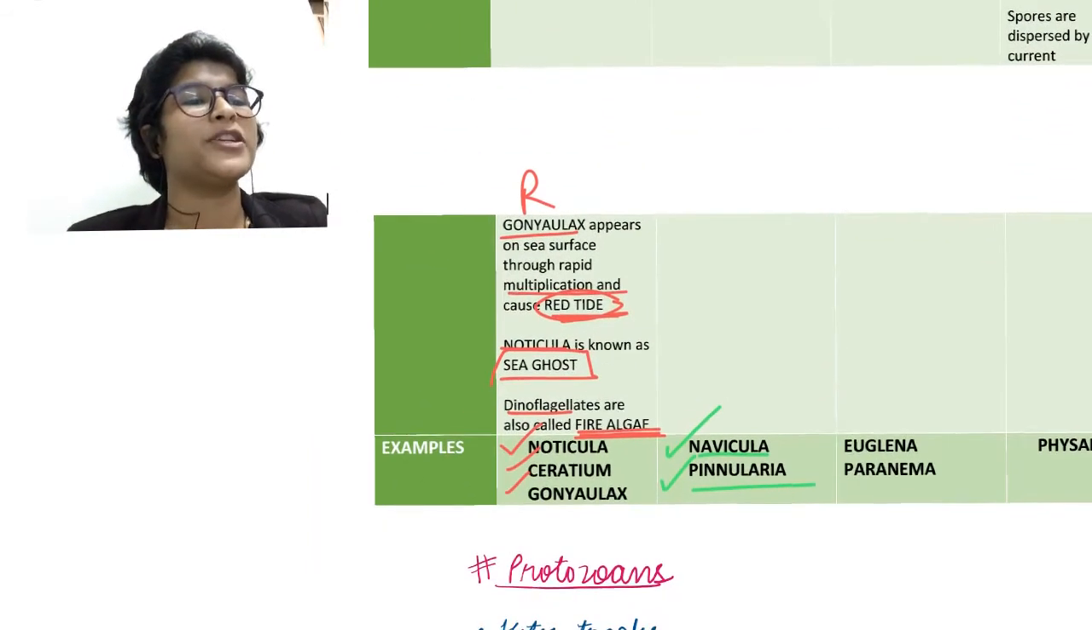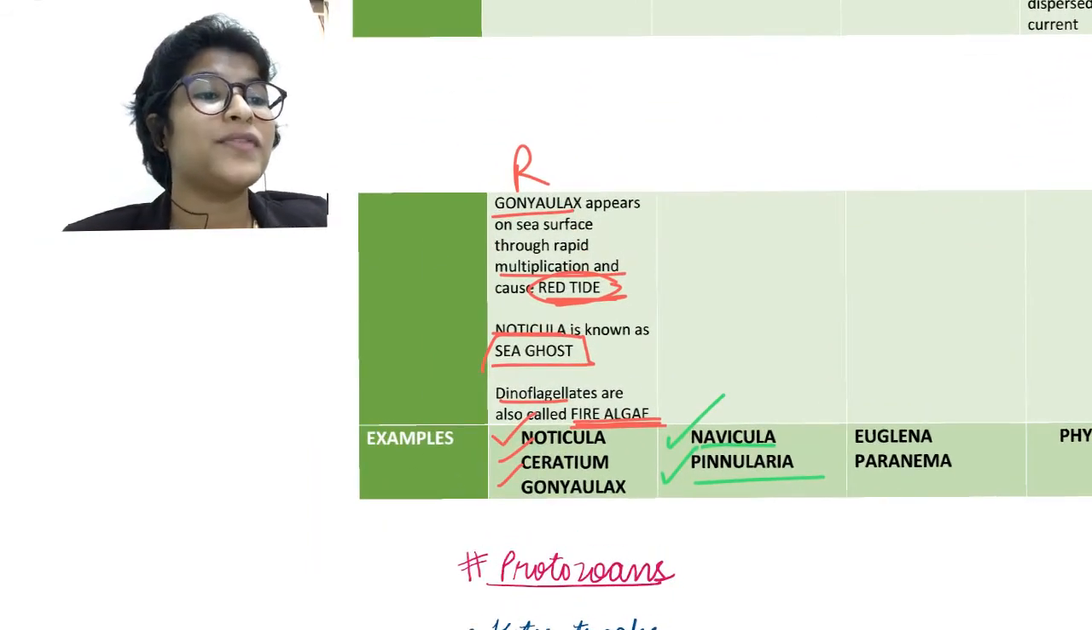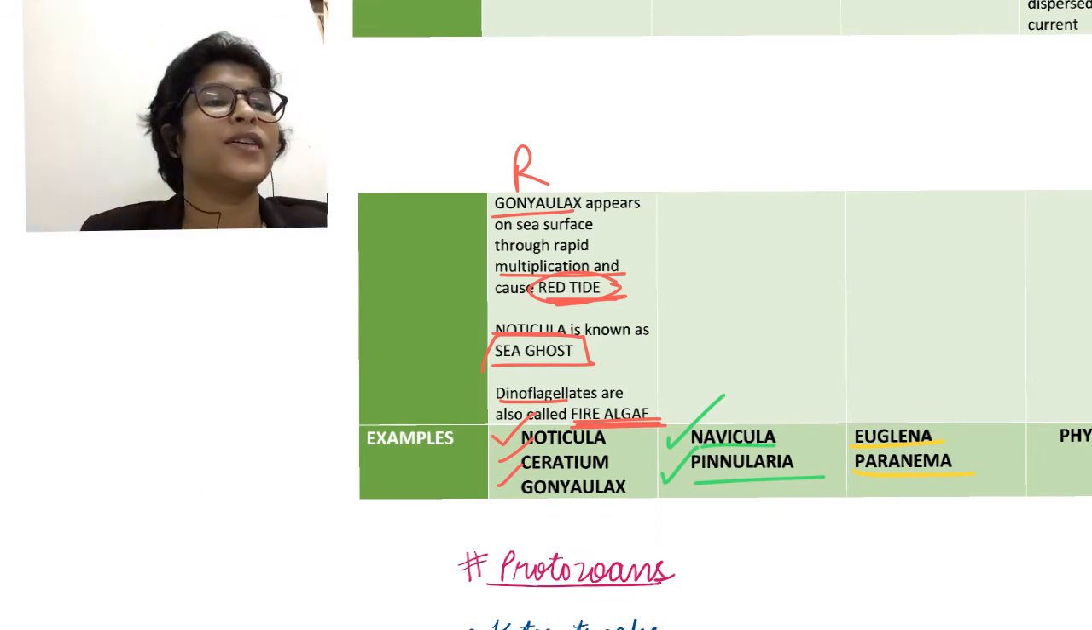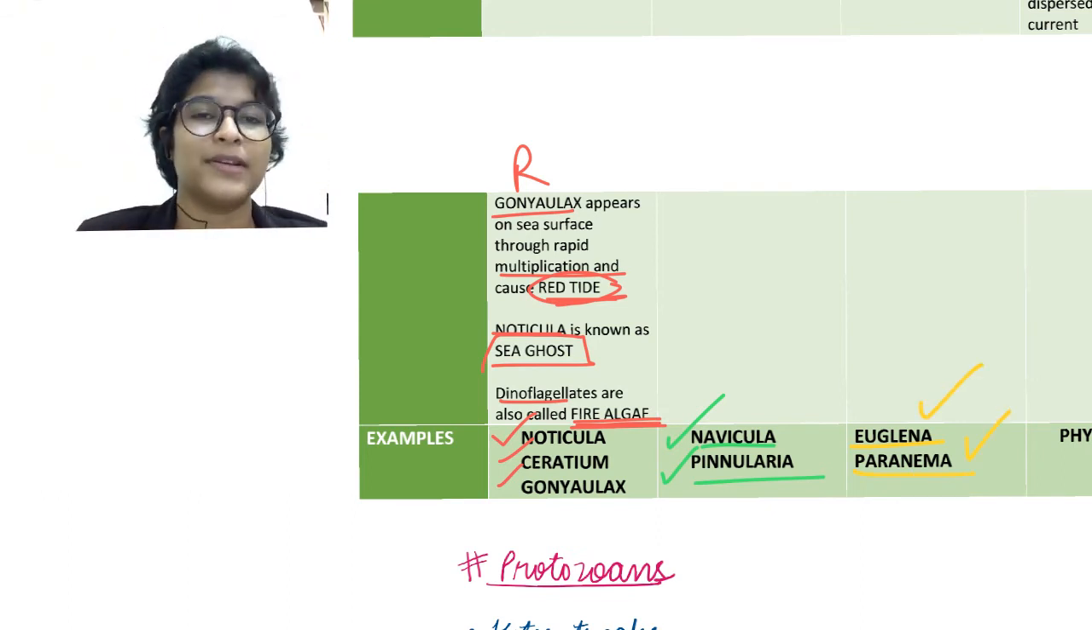So what are its special characters? The examples of these are euglena and paranema. Euglena because euglenoids, and paranema.